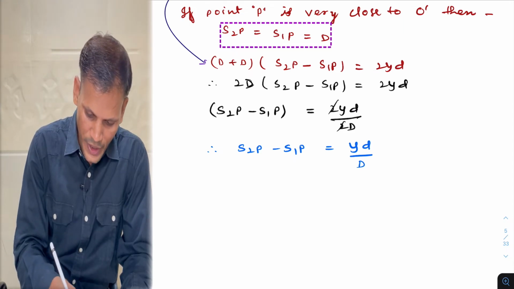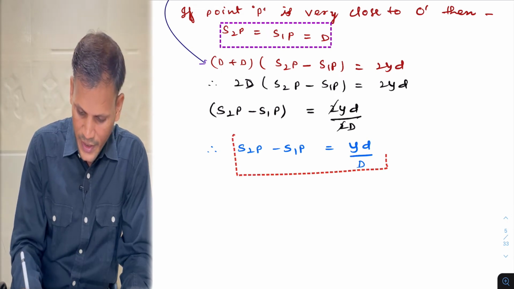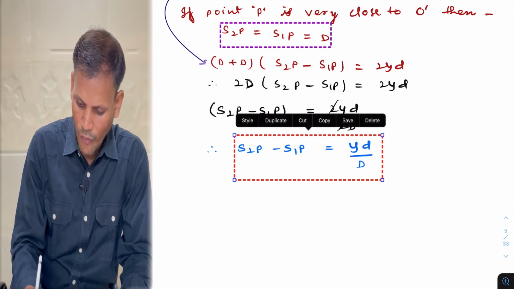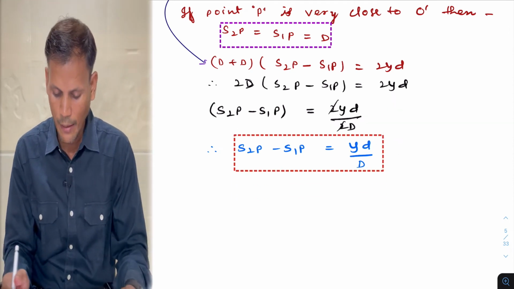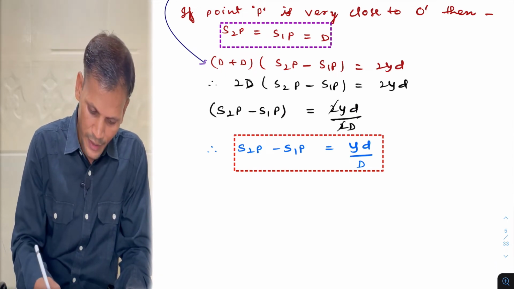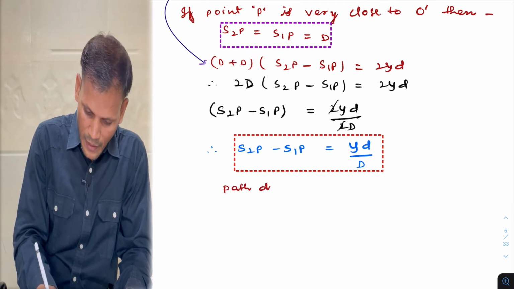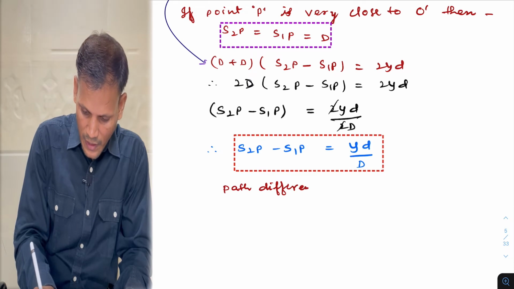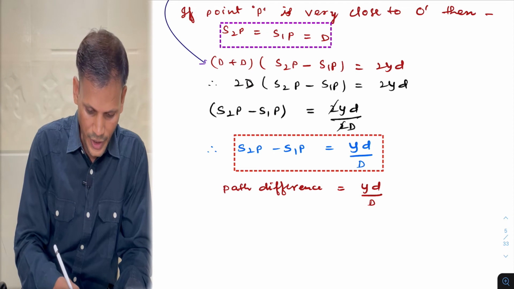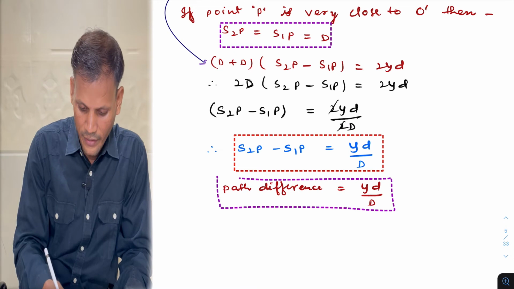The terms must be clear to us. What are we getting? The path difference. All terms I have written. What is Y, what is small d, what is capital D, I have mentioned in the beginning. So we can say simply that S2P minus S1P is the path difference. Path difference is equal to YD by capital D. Very easy derivation. Okay, this is about the path difference.